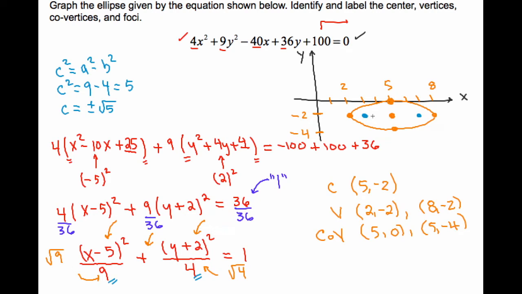So again, moving from the center, both left and right, I will move the square root of 5 units over. So my foci will be located at 5 minus the square root of 5, comma, negative 2. And that would be the foci located right here, as well as 5 plus the square root of 5, comma, negative 2, and that would be the foci located right here.